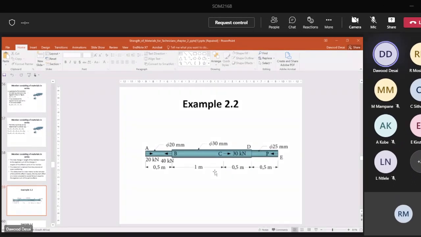Right, let's look at this diagram. You got a shaft over here. It's a shaft because you can see its diameter. Okay, with different diameters, 20, 30, 25. And you got loads that are applied intermittently along the shaft here. Okay, and giving the diameters of the different areas.